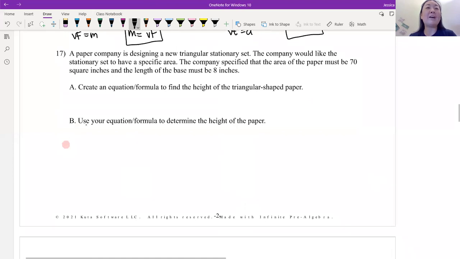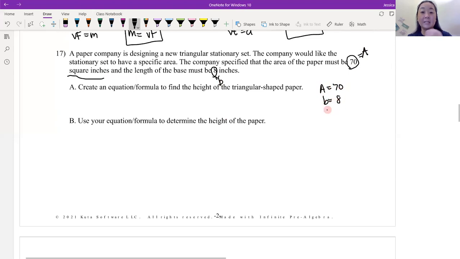All right, so we have a paper company. A paper company is designing a new triangular stationery set. And the company would like the stationery set to have a specific area. So the company specified that the area of the paper must be 70 square inches. So this is our area. And the length of the base must be 8 inches. So this is our base. Okay. So we have an area of 70 and a base of 8.